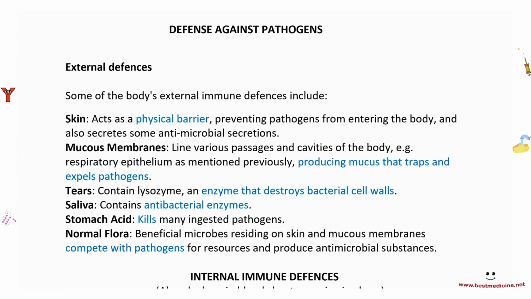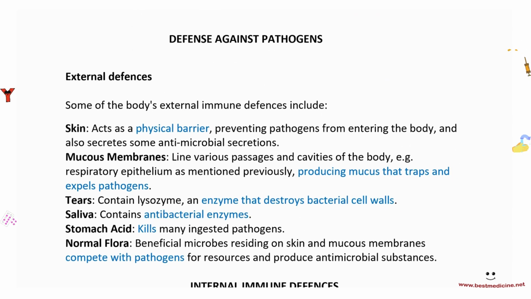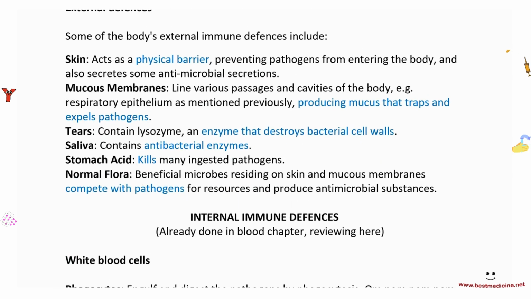Defense against pathogens. As human beings, how can we defend ourselves from pathogens? Well, we have two different kinds of defenses. One kind is called external defenses, which include a couple of things. External defenses mean that you are trying to defend against the pathogen entering your body. But then we also have internal immune defenses, okay? Internal would be that you have these pathogens already in your body.